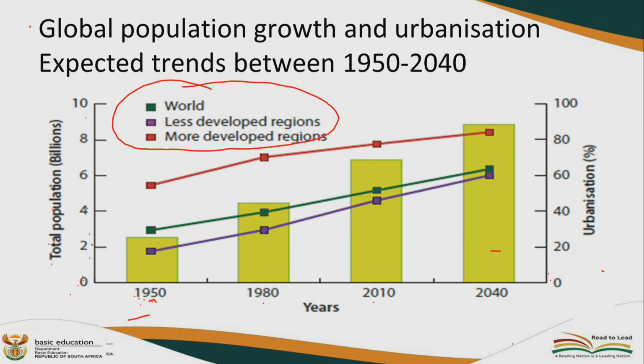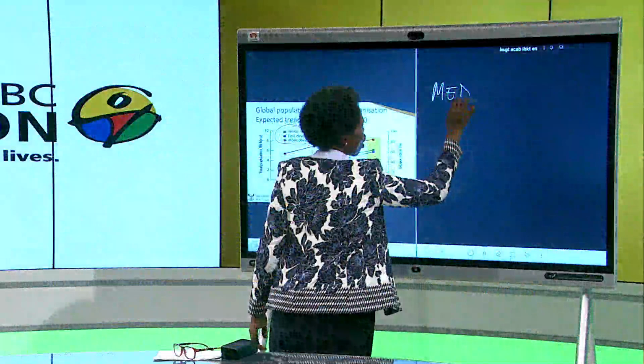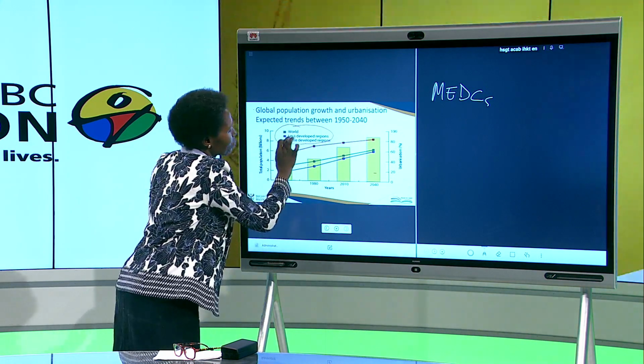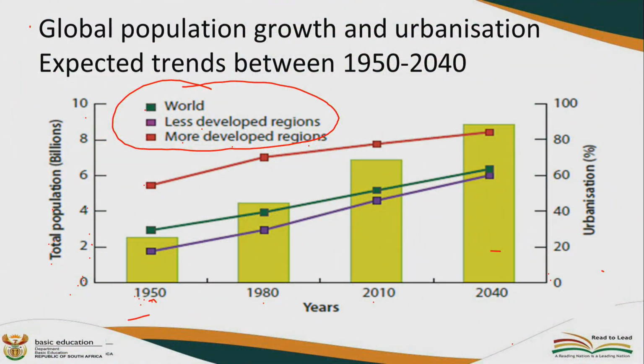But the most important thing, you must be able to know that the green part here is showing us the total population that we find in the whole world. And the reddish one is showing us more developed regions. With more developed regions, that's where we talk about more economically developed countries. And the purple one is less developed regions. So these are the LEDCs.